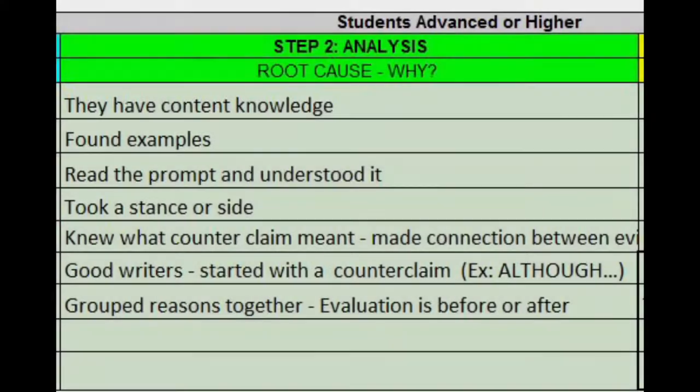No, I like that. So what were some of the moves that they made as writers to be able to do that? Is there some ways that they started sentences? They started with their counterclaim. So how did they do that? Almost all of them. Although they're using that specific. Okay, anything else? Their reasons are grouped together. And the evaluation is just before that or after. I think the more that we dig into what they're doing specifically, that'll help us to help the other kids.